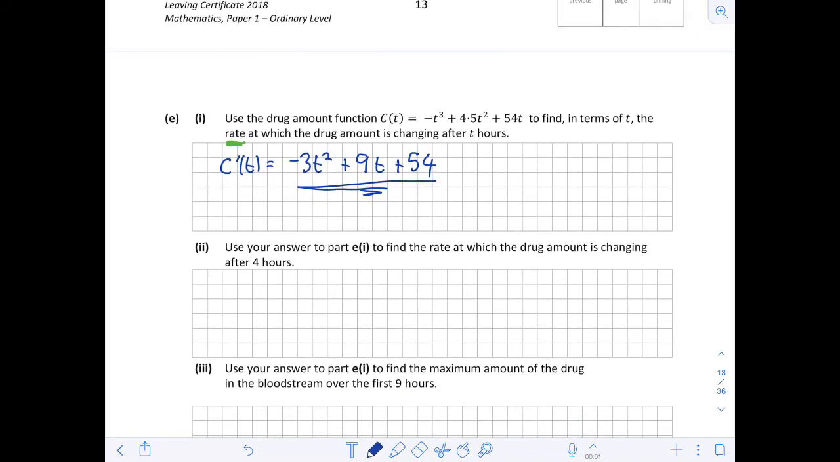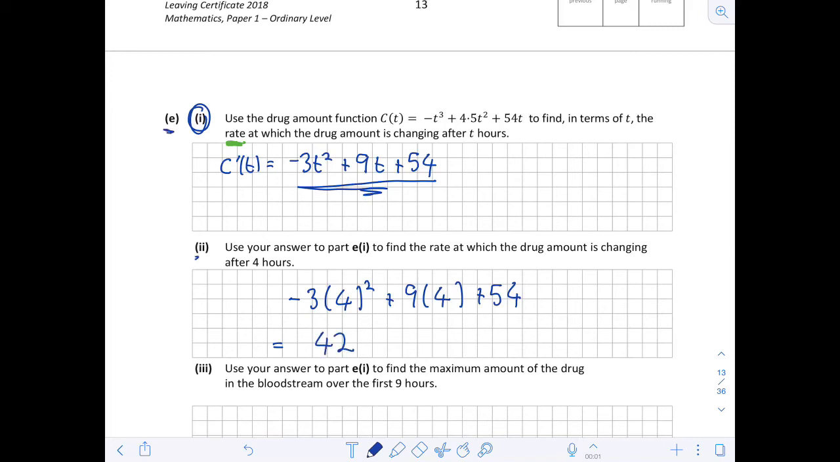Okay, use your answer to part E, use your answer up here, to find the rate at which the drug amount is changing after 4 hours. So that's the rate at which it's changing, and all of the rates of change are in there, but we want to know specifically at 4 hours, so we want to know our t is equal to what? I'm going to stick the number 4 into there. So that's going to equal minus 3(4 squared) plus 9(4) plus 54 equals 42.